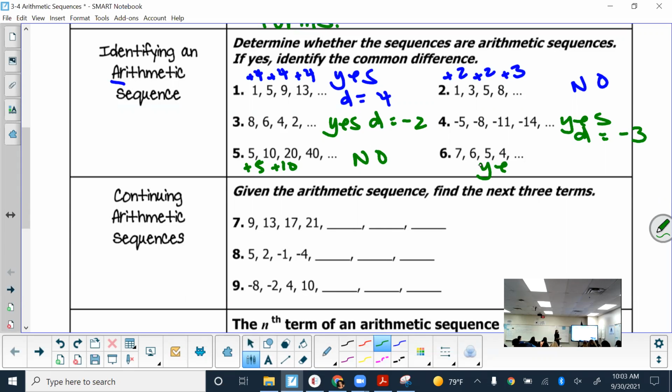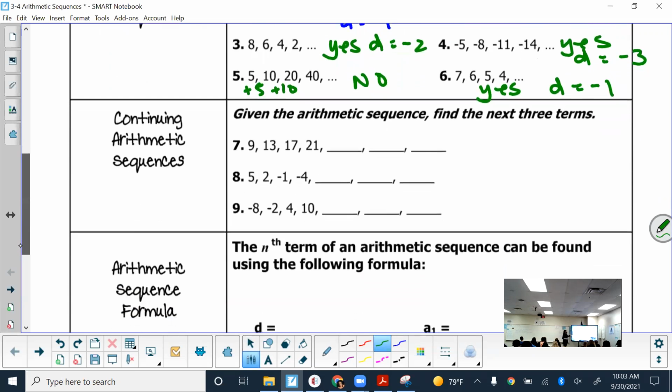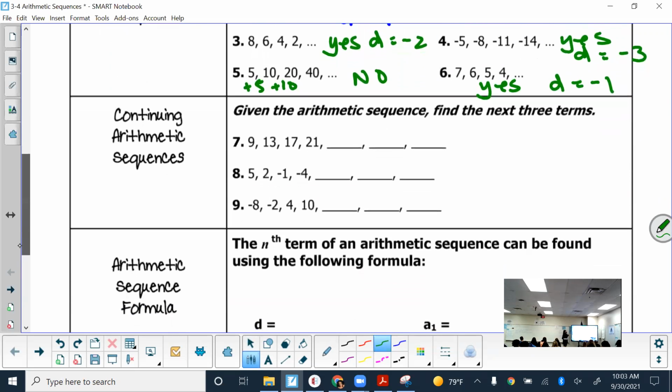Yes. And what's the common difference there? I heard different answers. Negative 1 is correct. All right, I have to subtract 1 each time, or add a negative 1 each time. Good there? All right, if you made a mistake, it's not a big deal. Just make sure you adjust it on your paper, if you get to use your paper during the exit ticket.